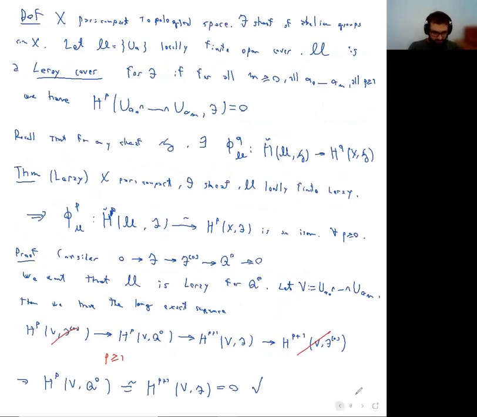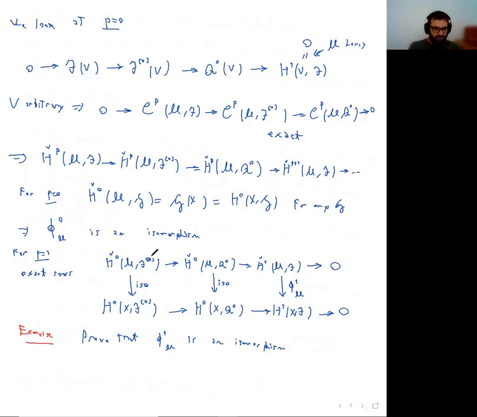Okay, so we have this case p equals 0. They're always the same, no big deal. For p equals 1, we have this diagram, and you can think that this is an isomorphism, we don't know, just with zeros. Just put one more 0 and use the lemma of the 5, if you know the lemma of the 5. If you don't, it's an exercise.